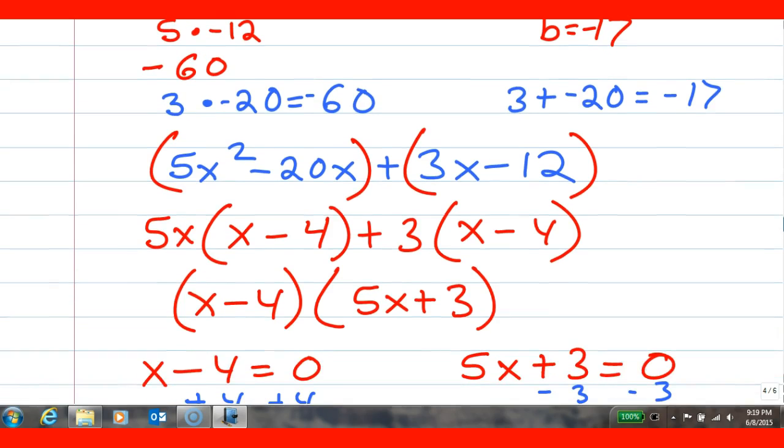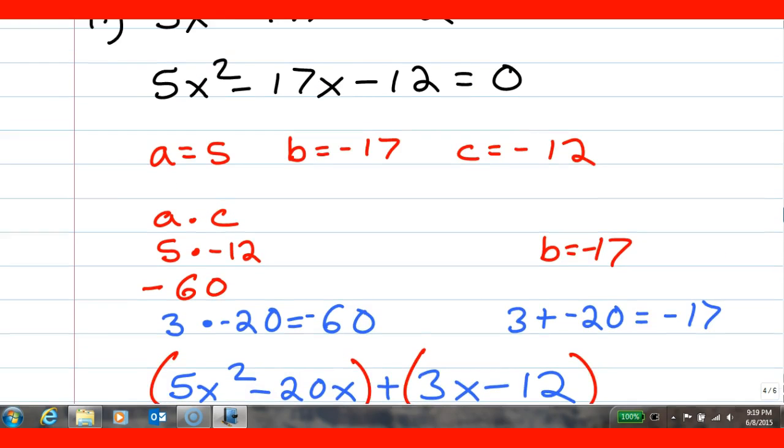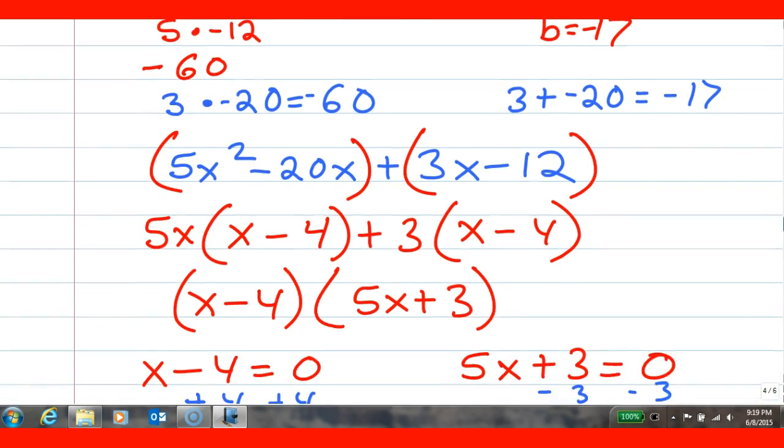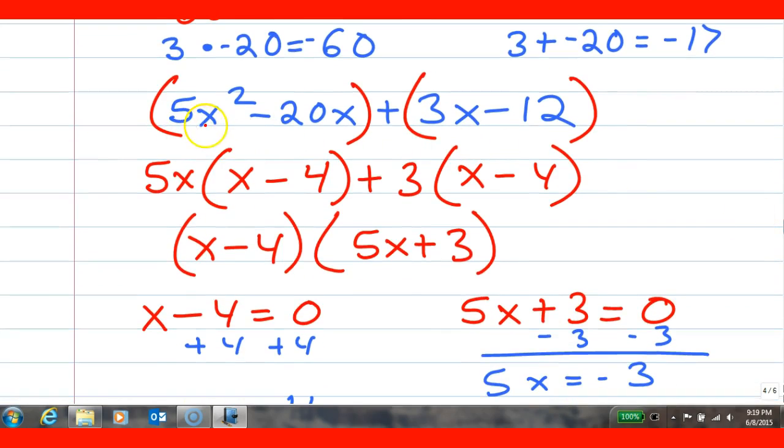I'm going to plug these factors in and replace the negative 17x in the center. So let's come down here. I have my 5x squared, and since I've got a 5 there, I'm going to put my 20 there. So I'm going to put minus 20x plus the 3x minus the 12. I'm going to put in my grouping symbol, my parentheses. In the first pair, I have a 5 and an x in common, so I'm going to pull out the 5x. 5x into 5x squared leaves me with an x. 5x into a negative 20x leaves me with a minus 4.